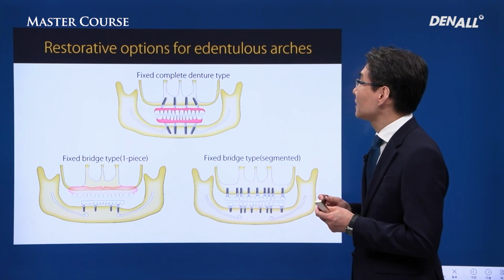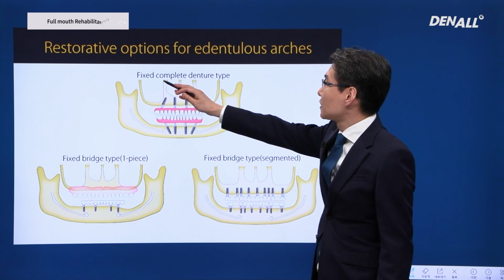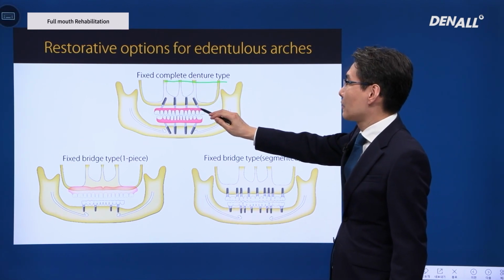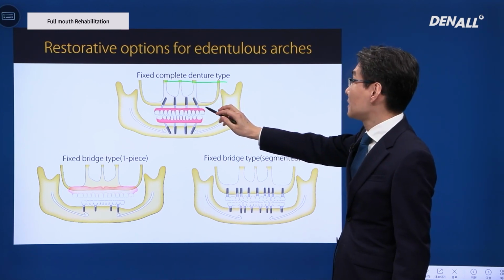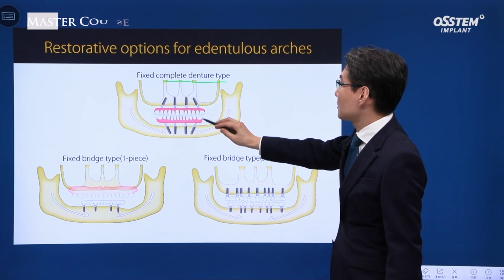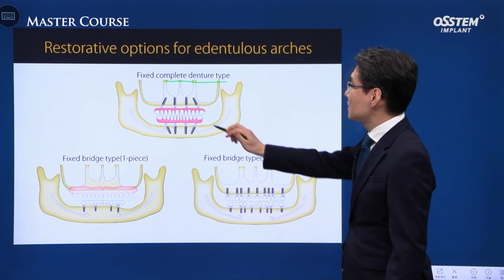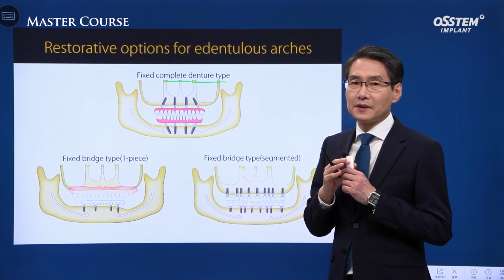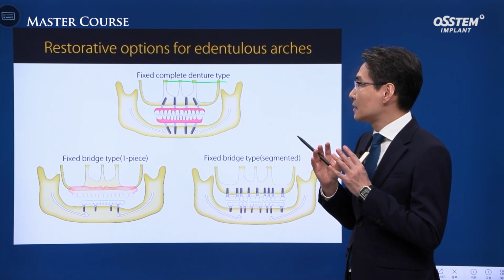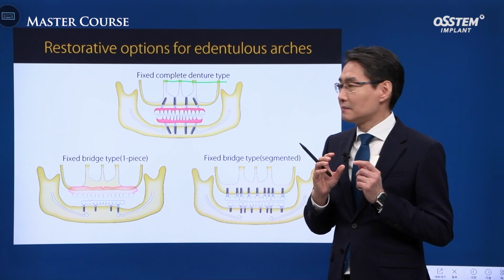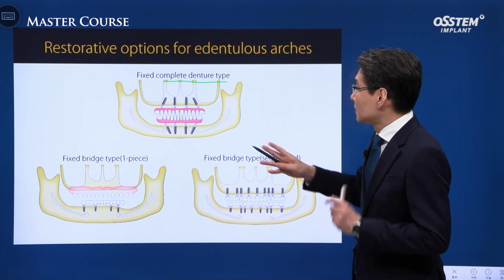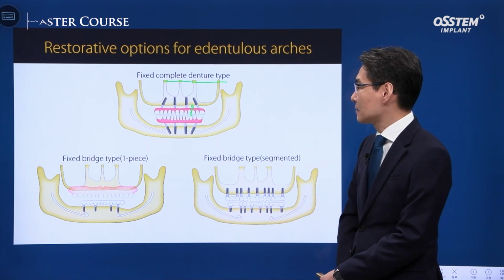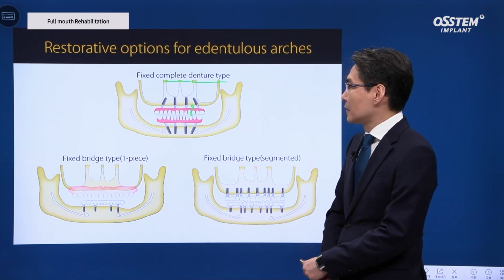I've talked about how it is divided into two. If you go into more detail, first there is a fixed complete denture type. This is the All-on-4 style, which was used by Brånemark. 4 to 5 and 6 implants are placed, and it has full denture. This is a fixed complete denture. This is just without flange. Full denture is fixated on the implant. This can be used when alveolar resorption level is severe.